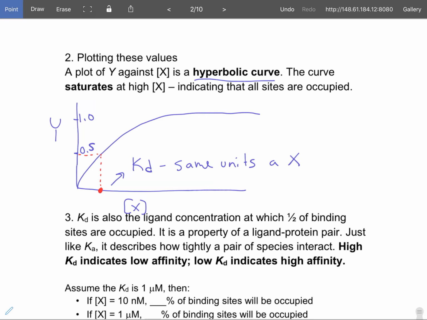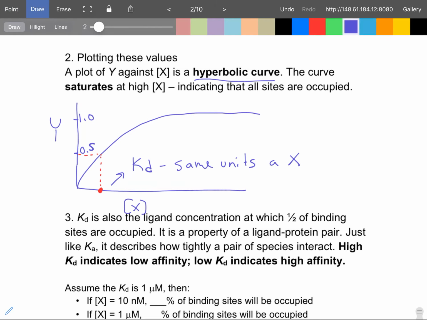And so it's a property then of the ligand and protein pair. So it tells us how well these two things interact. If KD is a very high number, a large number, that tells us that there's low affinity between the protein and its ligand. But if KD is a low number, there's high affinity.